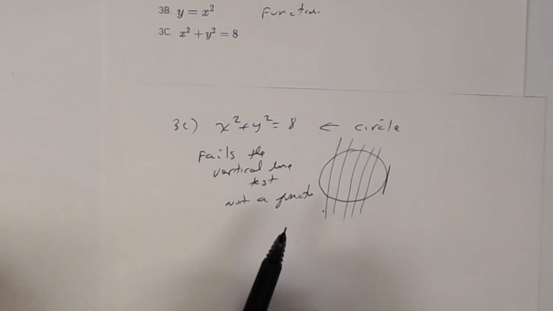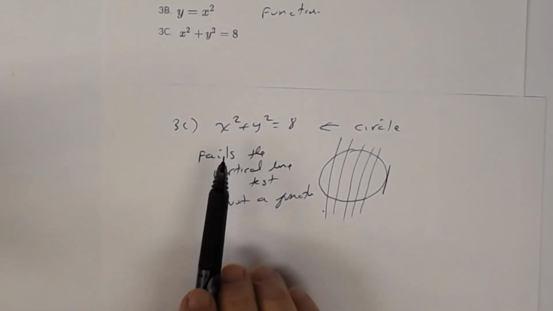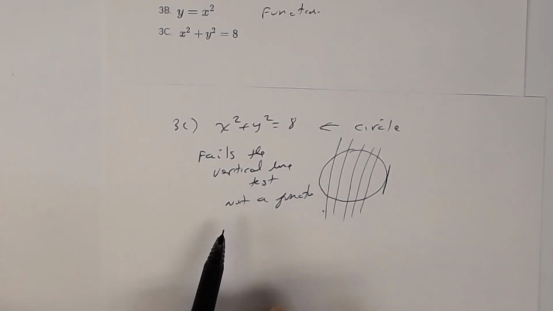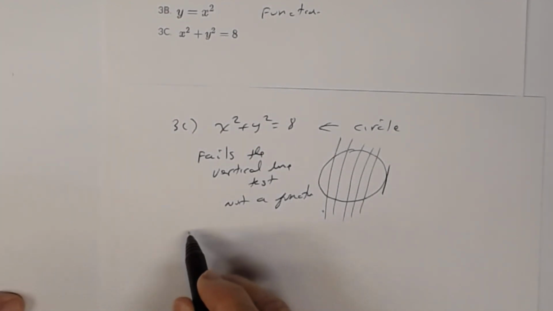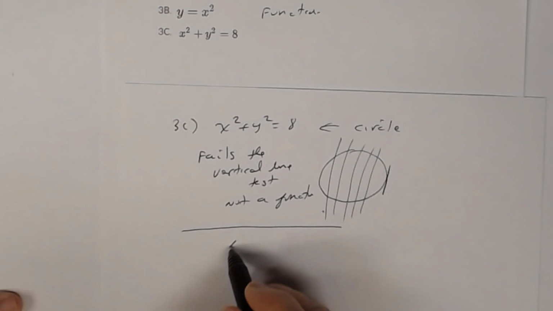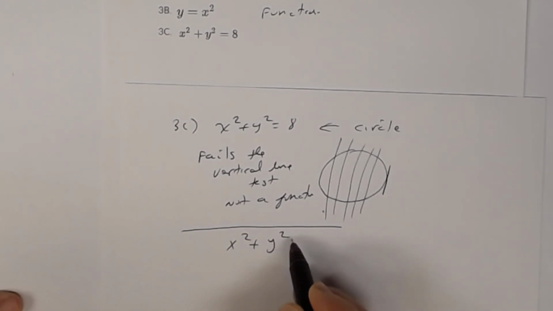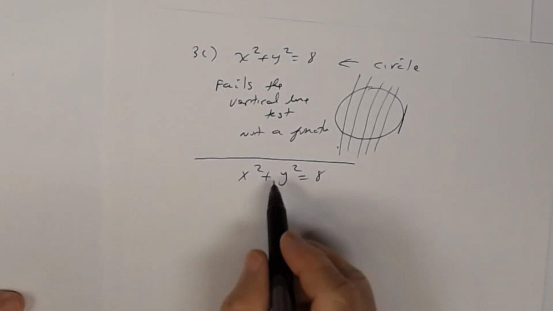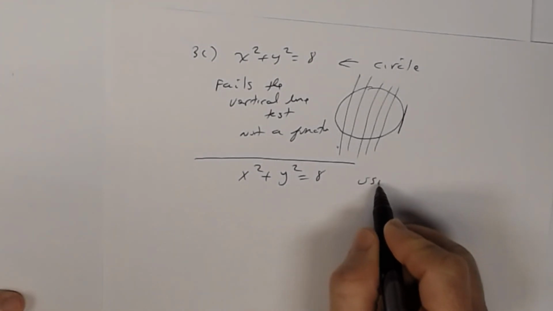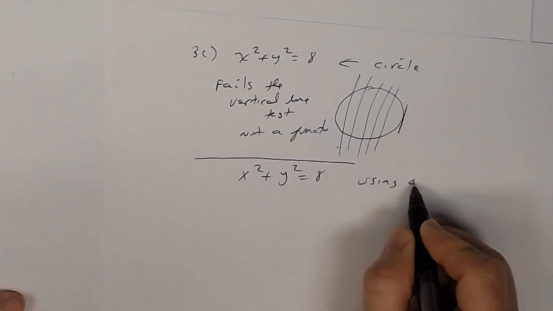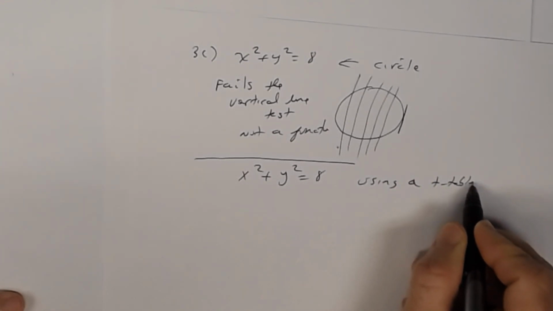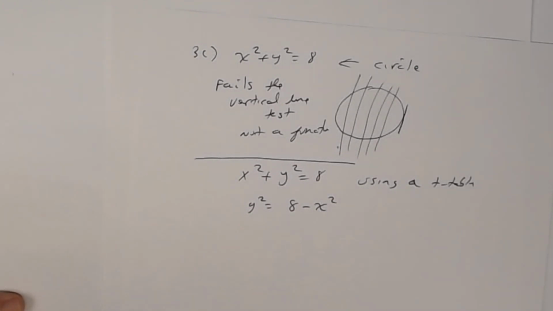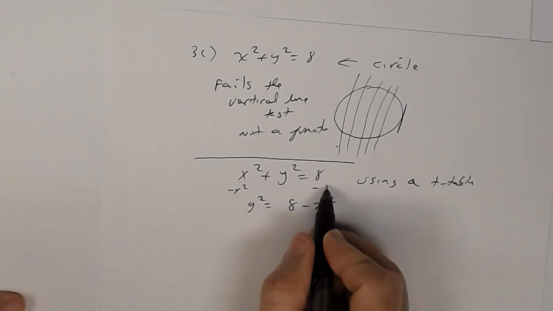All right. So the way you should have approached it is to notice this is a circle, and right away it's not a function because it fails the vertical line test. Now, if you wanted to use a t-table, this is what you should have done. You should have gotten y by itself. So if I get y by itself, notice what happens. I get y squared equals 8 minus x squared. Okay, so you subtract x squared from both sides.